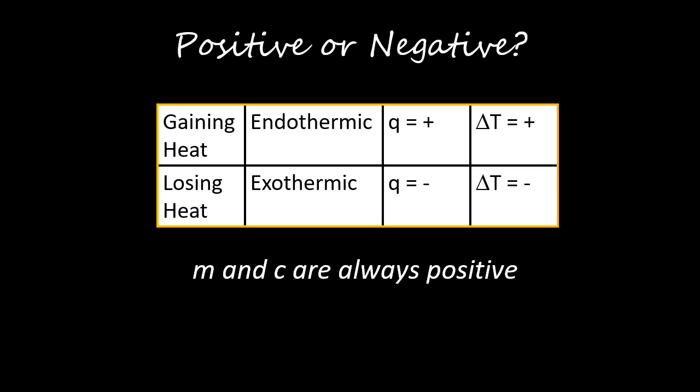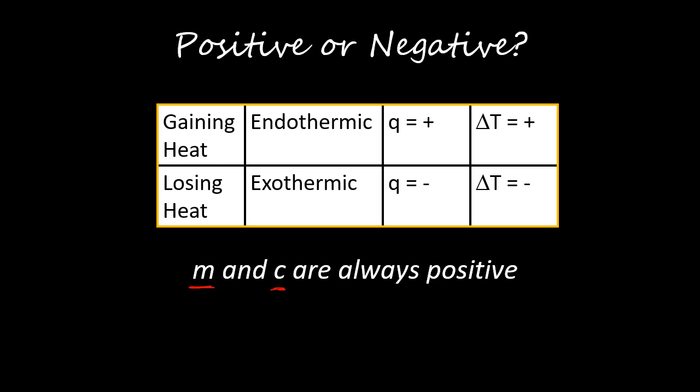Now, M and C. M is our mass, and we cannot have negative values for mass. Mass must be a positive value because mass represents the amount of particles or amount of stuff you have there, and you can't have negative stuff. You can't have not stuff. It doesn't quite make sense. So it has to be positive, and specific heat, our C value, always has to be positive because it is defined as a positive value. It's the amount of energy gained when we heat up that substance 1 degree Celsius. So it has to be positive.